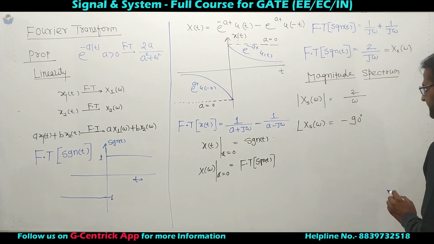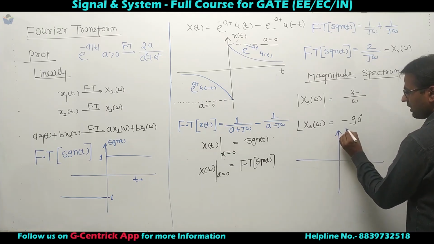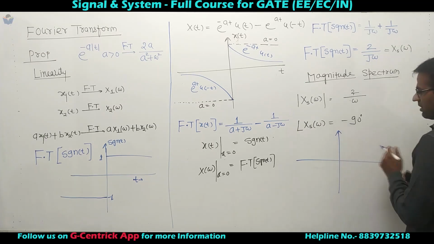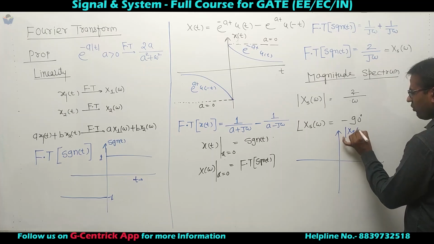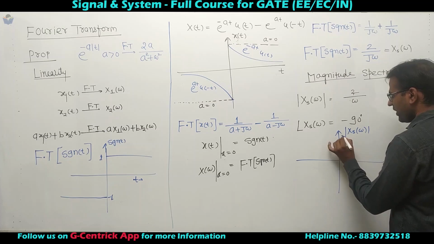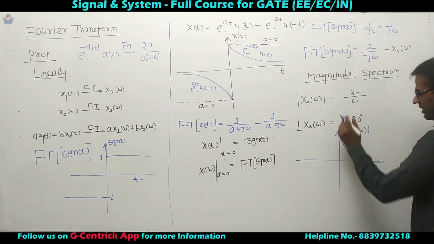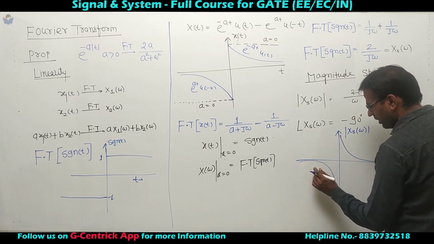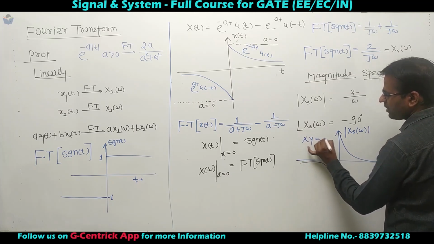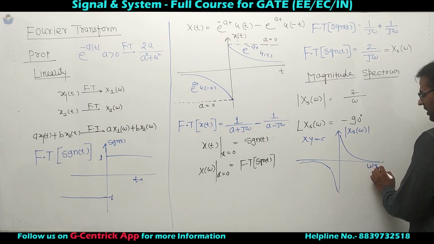So we can draw the magnitude of X(ω). I can say the magnitude of X_s(ω) at 0 plus is infinity, so this is the curve, and at 0 minus it's minus infinity, so this is the curve. This is a rectangular hyperbola. xy equal to c is a rectangular hyperbola. So its magnitude spectrum is a rectangular hyperbola.